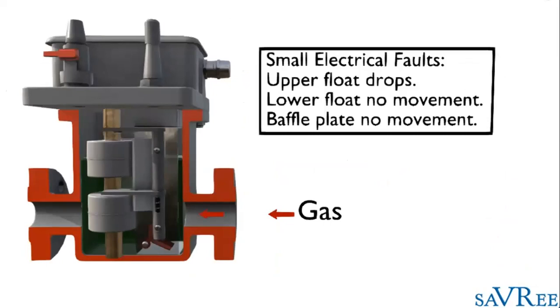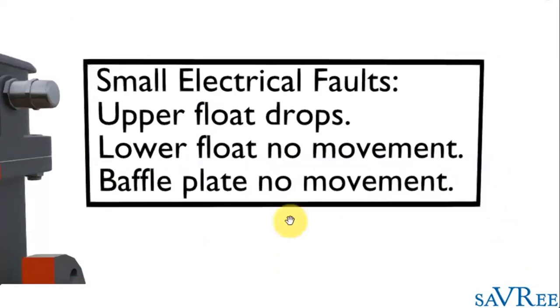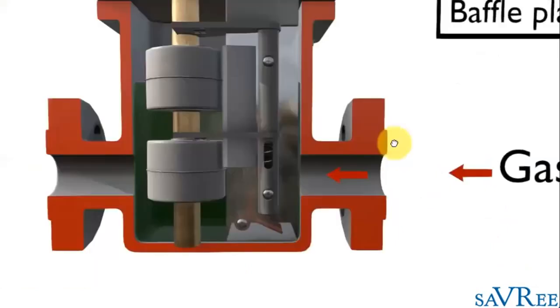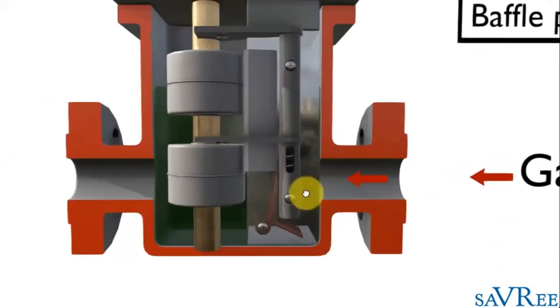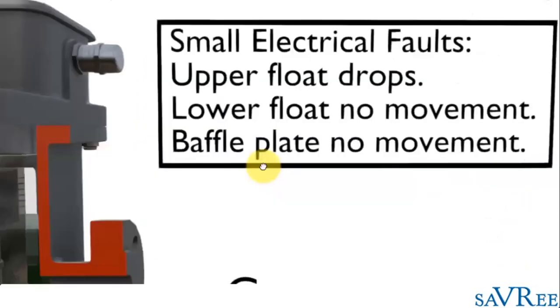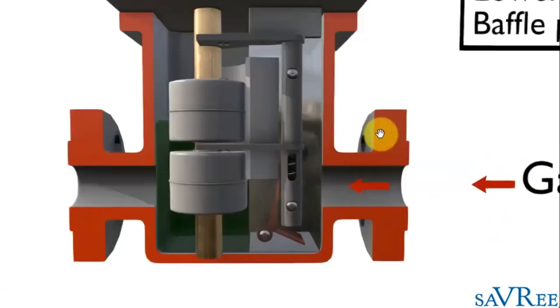Okay, so now we've got small electrical faults. I'll zoom in so you can see that. Upper float drops, lower float, no movement, baffle plate, no movement. So what's happened here? The baffle plate hasn't moved because what's actually happened is the lower float has dropped. And the reason it's dropped is because the gas has been slowly trickling in. You can see here it says small electrical faults. So this small electrical faults, let's just imagine it's a winding to winding maybe. It's slowly over time just kept trickling gas in.